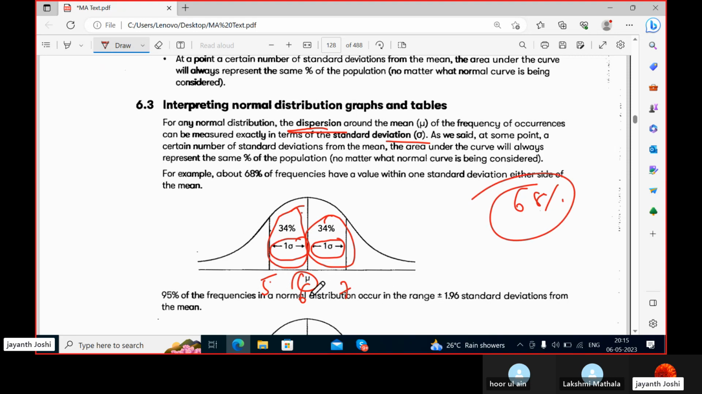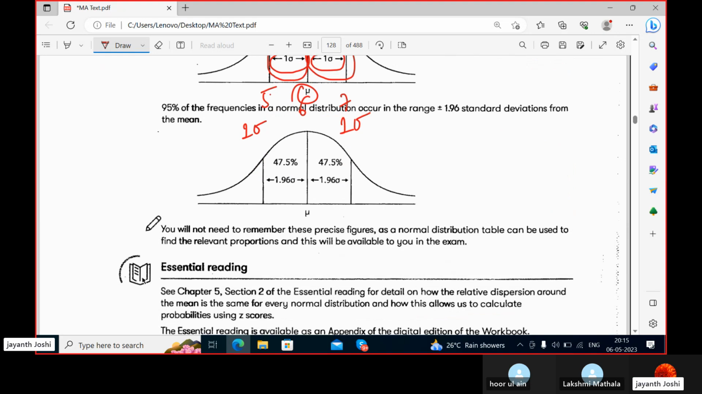That means if you are one standard deviation away from the mean, towards right or towards left, that shows 68% of the data lies here. Okay. And then if I take 1.96 standard deviations away from the mean, that means almost 2 standard deviations, there comes 95% of the data. So here 95% of the data lies in this, and then comes the 100% totally.